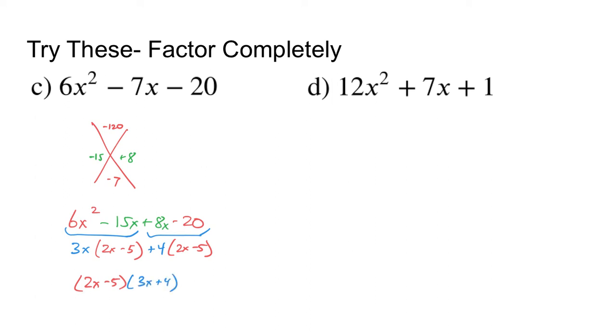Let's go to problem D. Let's see here. What am I looking for here? A times C. So the pair of numbers that multiplies together to give me 12, adds together to give me 7. What would they be? 3 and 4. Let's do the X box.